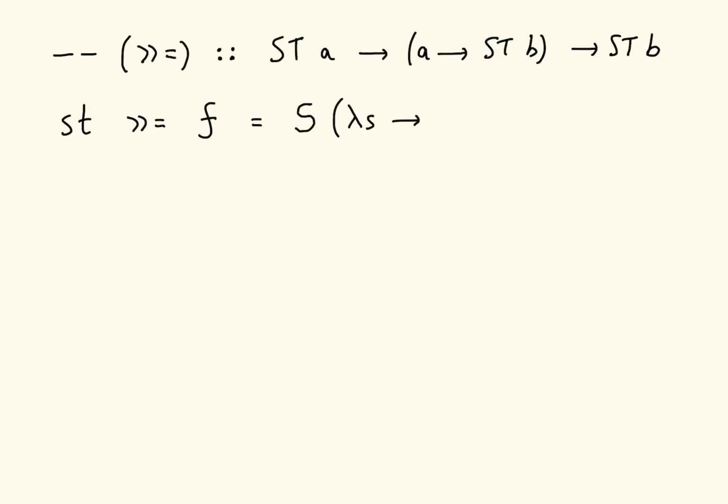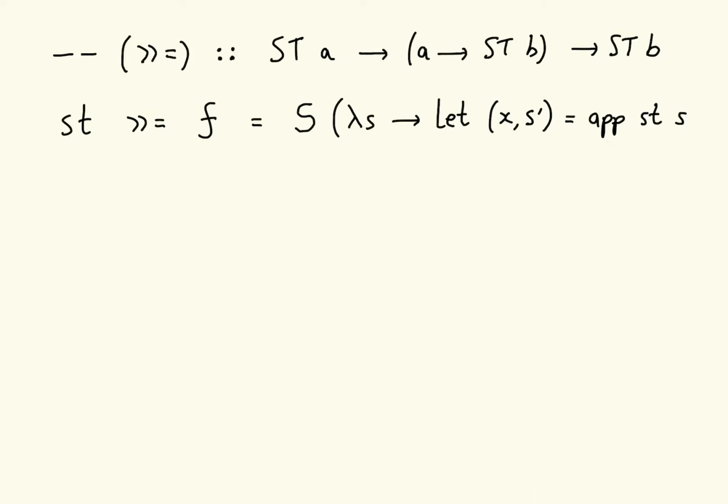Well, the basic idea is we're going to be applying this state transformer to this input state, and that's going to give us a result, and we're going to be feeding that into the function f. So how do we actually write that down in Haskell notation? Well, what we did last time is we had a let. So we're going to apply the state transformer, and that's going to give us a result value x and a possibly modified state s prime. And that's the result of applying the state transformer ST to the input state s.